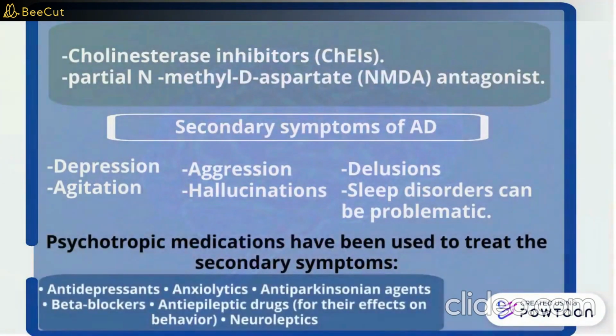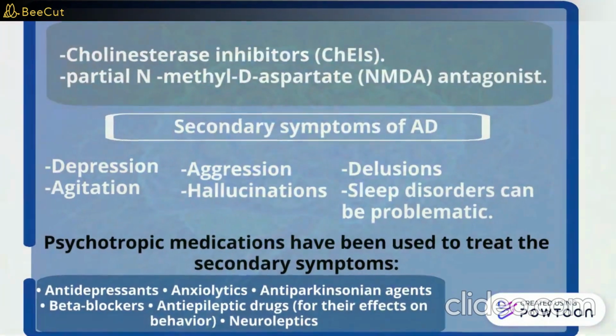Secondary symptoms of AD, e.g., depression, agitation, aggression, hallucinations, delusions, sleep disorders, can be problematic. Behavioral symptoms in particular are common and can exacerbate cognitive and functional impairment. The following classes of psychotropic medications have been used to treat these secondary symptoms: antidepressants, anxiolytics, antiparkinsonian agents, beta blockers, antiepileptic drugs, for their effects on behavior.